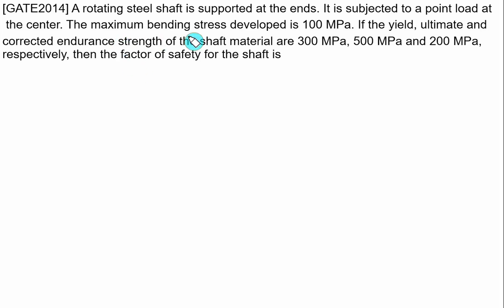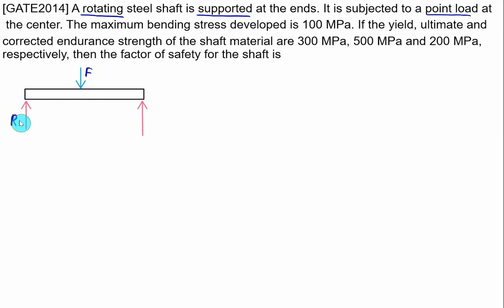The maximum bending stress produced is equal to 100 megapascal, and the yield, ultimate and corrected endurance strength of the shaft material are 300, 500 and 200 megapascal respectively. You have to calculate the factor of safety. He says that the shaft is rotating and supported at the end, and the only load acting is the point load. So we have shown here a shaft with one central load F, and two reactions, one at support A and the other at support B, and the shaft is continuously rotating.